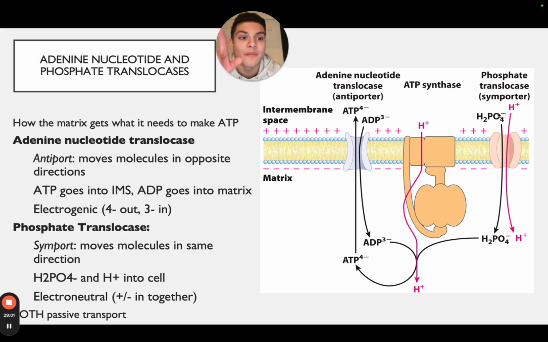Whereas this one, the phosphate symporter, is going to be an electroneutral transporter. And what does this mean? It means that we have our negative here, but we also have a positive coming in. And so those cancel out to be 0, and that's why it's electroneutral.